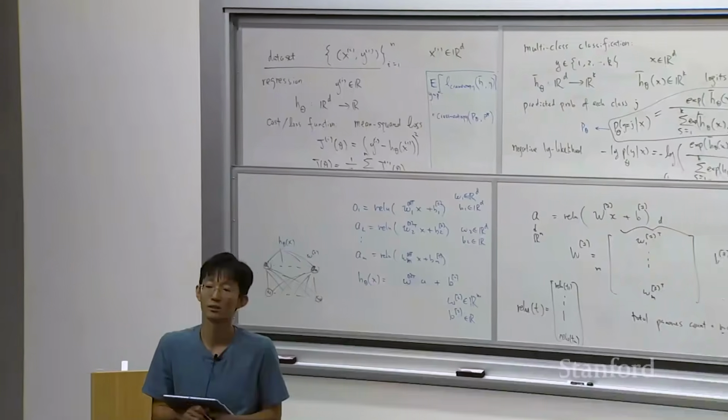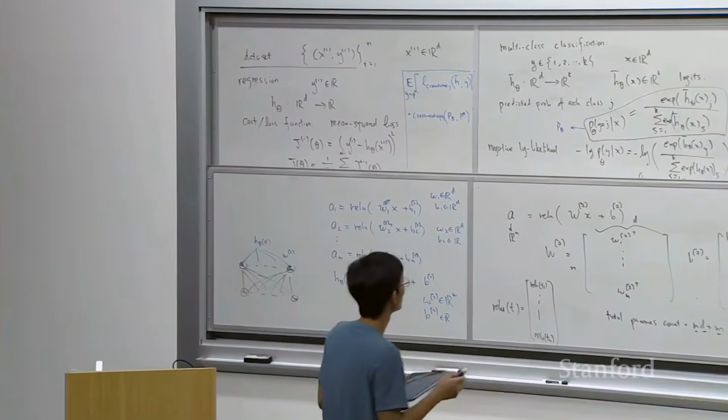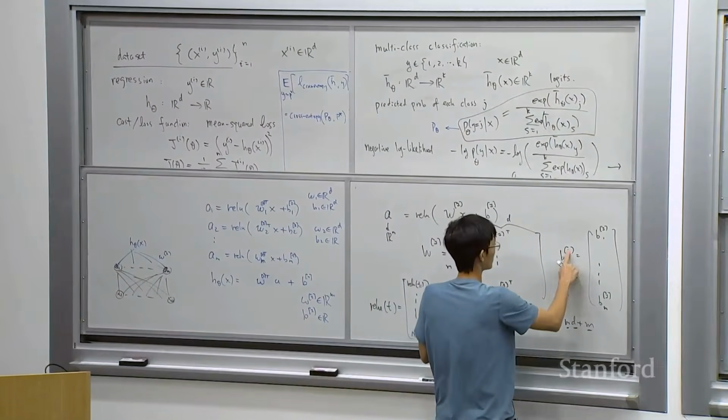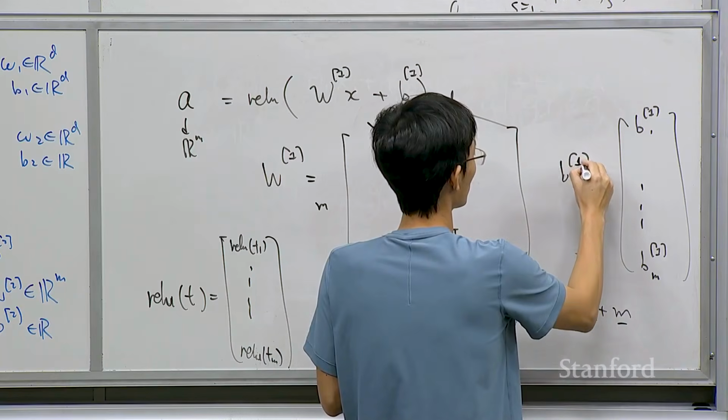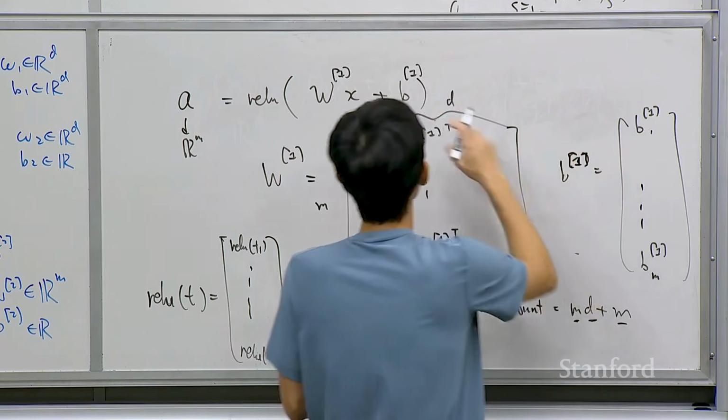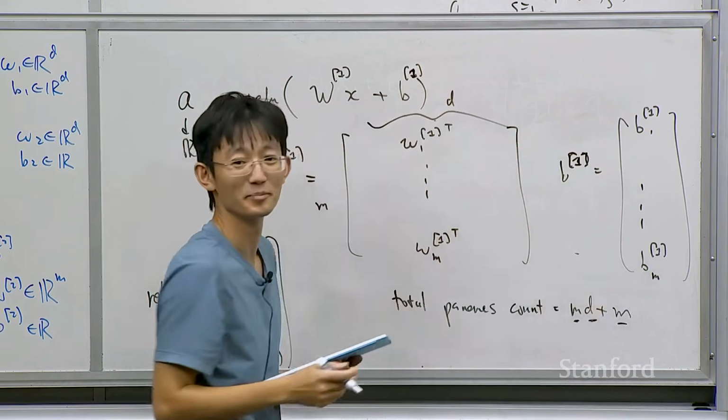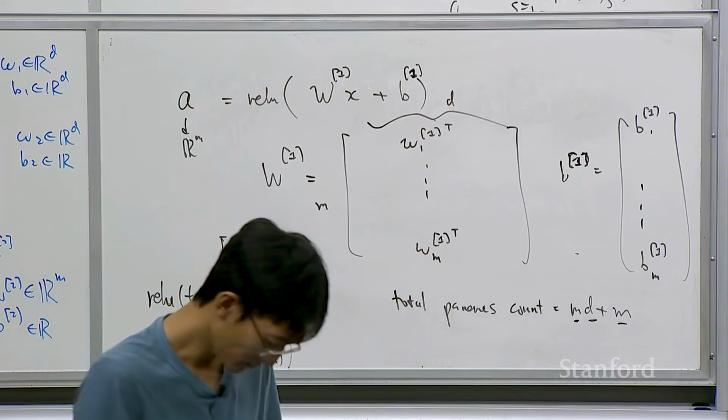Is the b one, as in the first layer there? This is b^[1], yes. And this b^[1] is this b^[1].